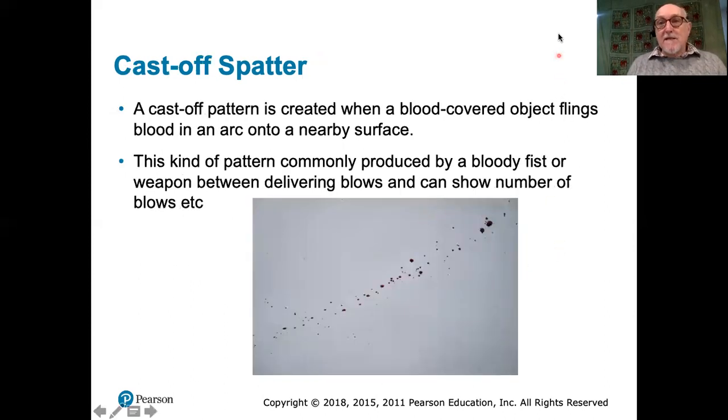Cast-off spatter, that is, as I told you before, from a weapon, even a fist, being rapidly moved away from the source of blood before another blow is landed, produces these characteristic cast-off patterns, which can inform us of the number of blows and show where the perpetrator was standing, etc.